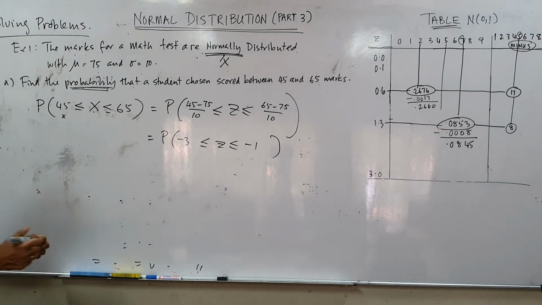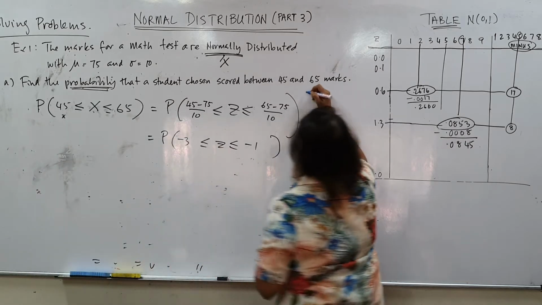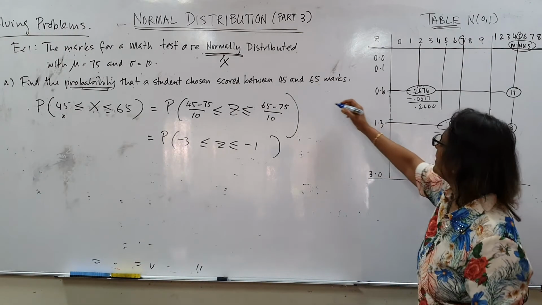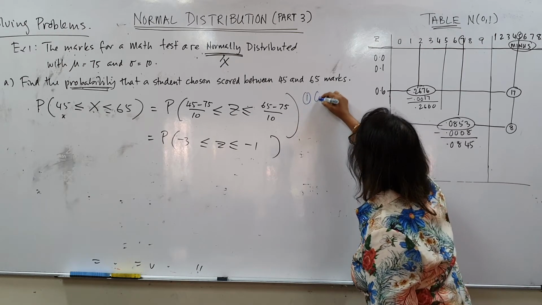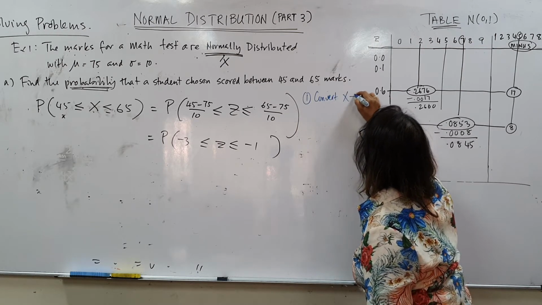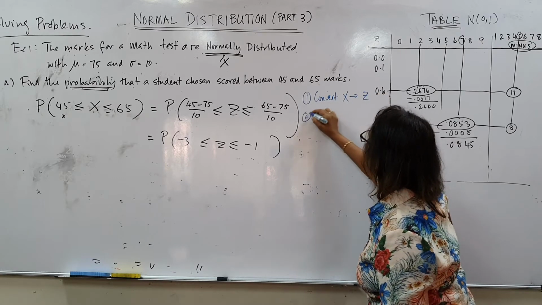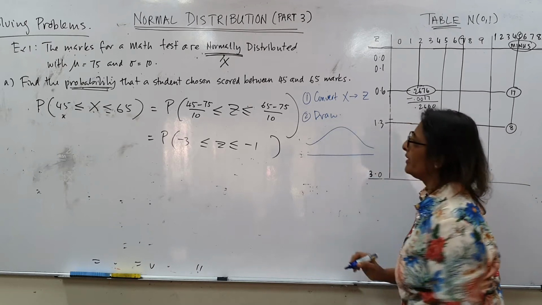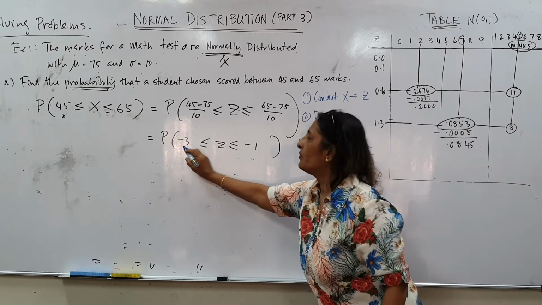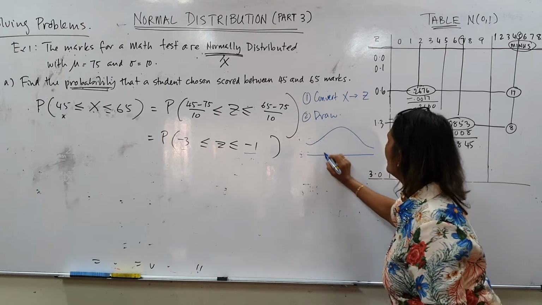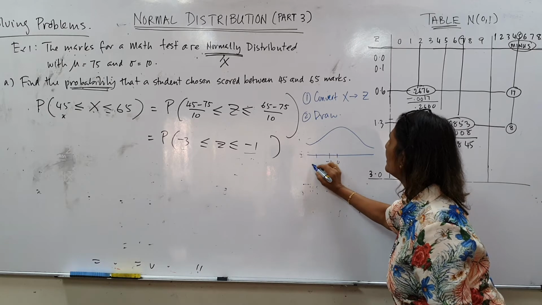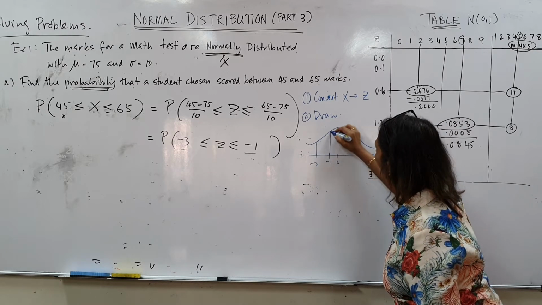Now we have to do what? Second step. Remember the steps here? I told you just now. Step 1, convert X to Z. Step 2, draw. So there we draw and shade the area between -3 and -1. See, center is, remember, 0. So -1 is here, -3 is here maybe. So you draw these two lines and shade the area.